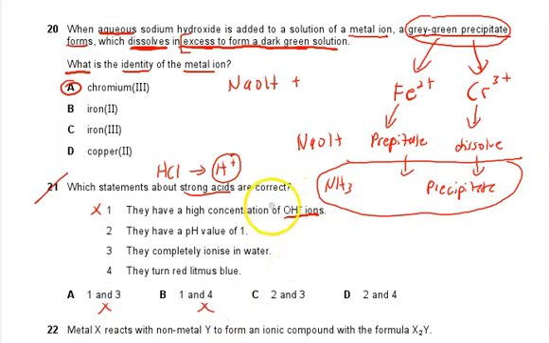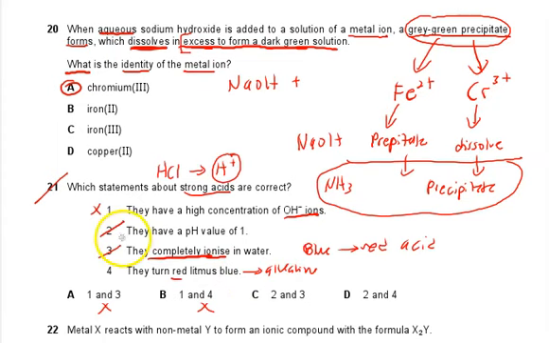Now look at number 2. They have a pH value of 1. Yes, it's a strong acid. They completely ionize, not partially, in water. Number 3, they turn the litmus paper from red to blue. For acid, it's supposed to be blue to red. This is acid, and this is alkaline. So your best answer here will be C, 2 and 3.